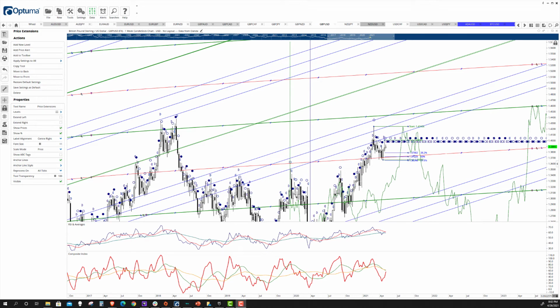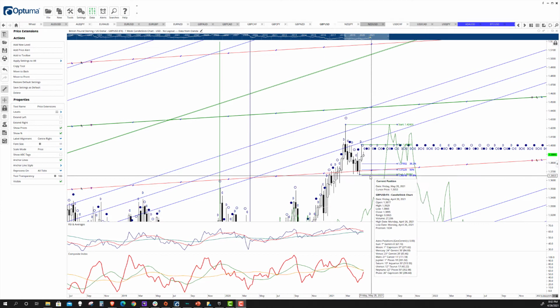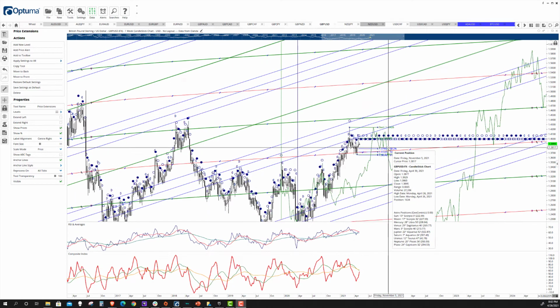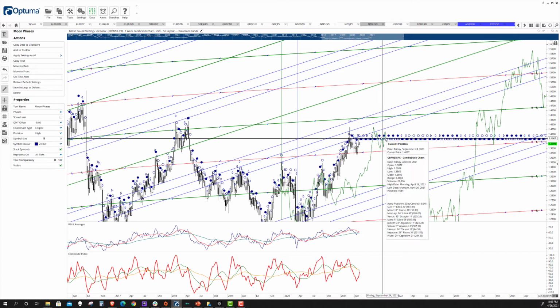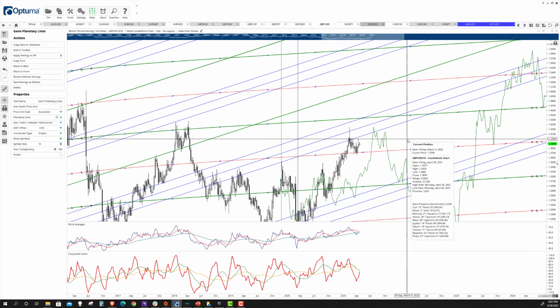It is 8 p.m. Eastern Standard Time on this 26th day of April 2021. Taking a look at the pound dollar here. So, real quick, this chart, this is with Optimus software. And we don't need those on there.